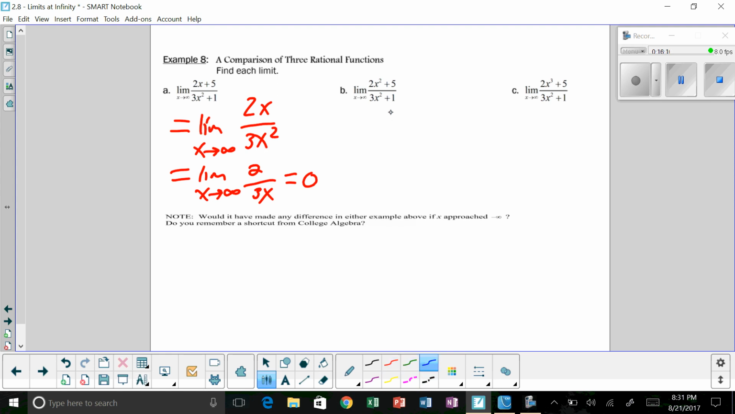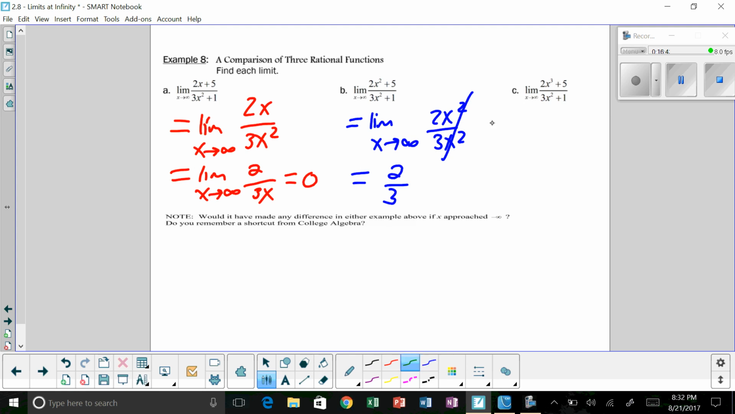In part B, we got a similar looking function, but I want you to notice that we've changed the 2x squared in the numerator. So now the fastest growing term in the numerator is this highest degree term, 2x squared. So this is equal to the limit as x approaches infinity of 2x squared over 3x squared. In this case, the x squareds do cancel completely. So our limit is just the constant 2/3.